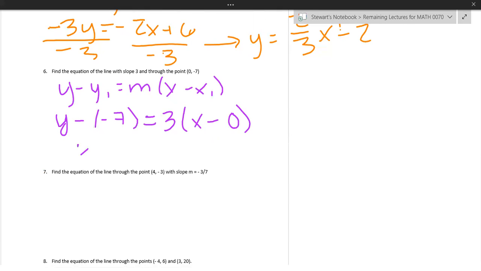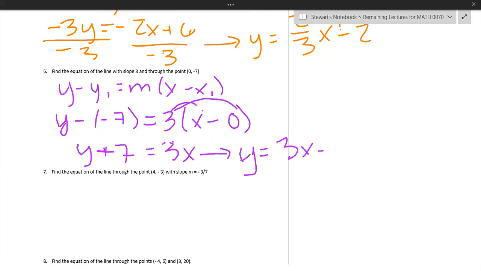So now we have y plus 7, because minus negative is plus positive, is equal to 3x minus 3 times 0, which is just 3x. So now all we have left to do is subtract 7 from both sides. So then we have y is equal to 3x minus 7. So that's the equation of the line with a slope 3 that passes through the point -7.